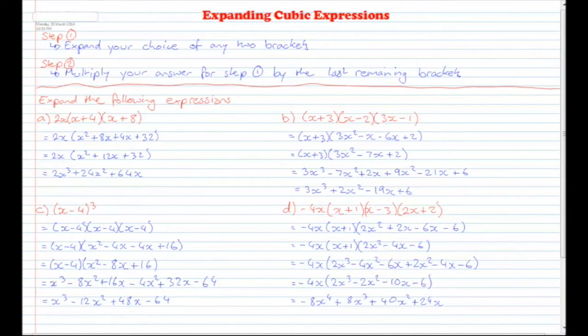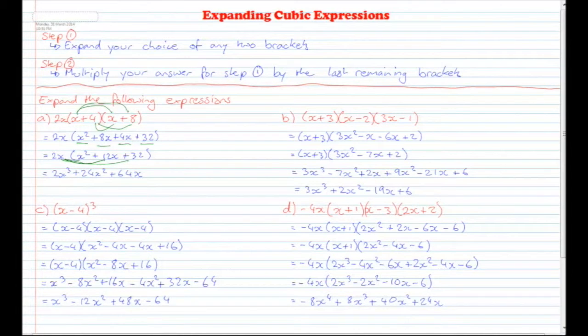So let's go through and expand the last two brackets first of all. So x times x got us our x squared, x times 8 got us our 8x, 4 times x got us our 4x, and 4 times 8 got us our positive 32. Combining the 8x and the 4x gets us 12x, and then when I go through and multiply 2x times x squared, it gets us 2x squared, 2x times 12x gets us 24x squared, and 2x times 32 is equal to 64x.